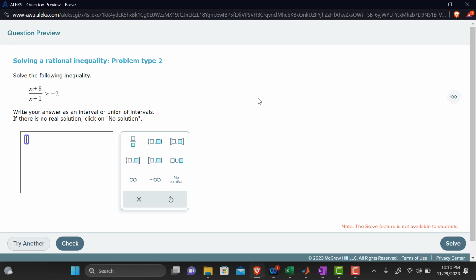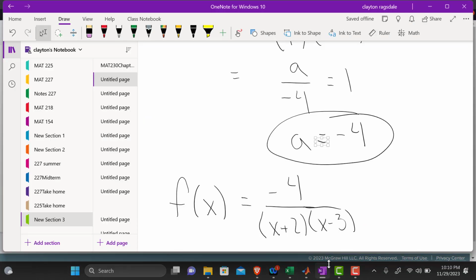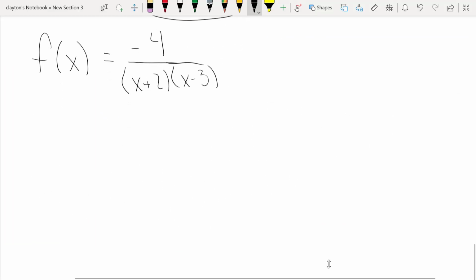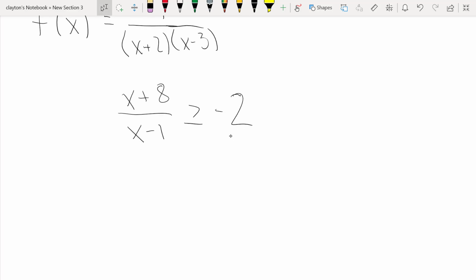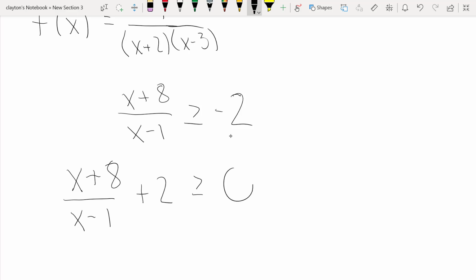Okay, solve the following inequality. We have x plus 8 divided by x minus 1 is greater than or equal to -2. Write that down: x plus 8 over x minus 1 is greater than or equal to -2. Now the first step is we need to move everything to one side. So we need to move that 2 over. I add 2 on both sides, and I want to have 0 on the one side.